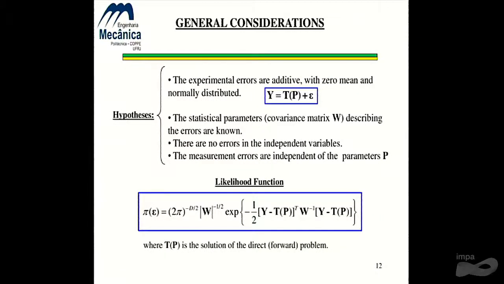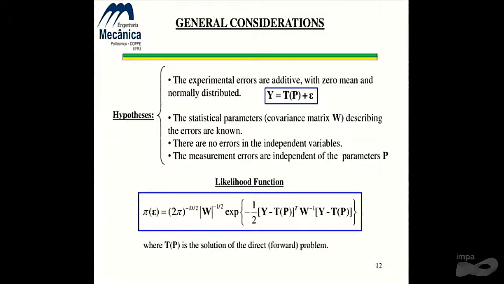Okay, so if we make some hypothesis here that the experimental errors of our measurements are additive, with zero mean, and they have a Gaussian distribution. By an additive error, we can write the measurement as some exact measurement plus the error here, and by assuming that it's Gaussian distributed, this vector epsilon has a Gaussian distribution.